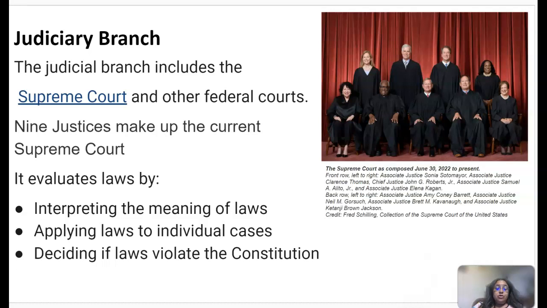Judiciary branch. The judicial branch includes the Supreme Court and other federal courts. 9 justices make up the current Supreme Court. It evaluates laws by interpreting the meaning of the laws, applying laws to individual cases, and deciding if laws violate the Constitution. So, the Supreme Court, here's a picture of them as of June 30th, 2022 to the present date.